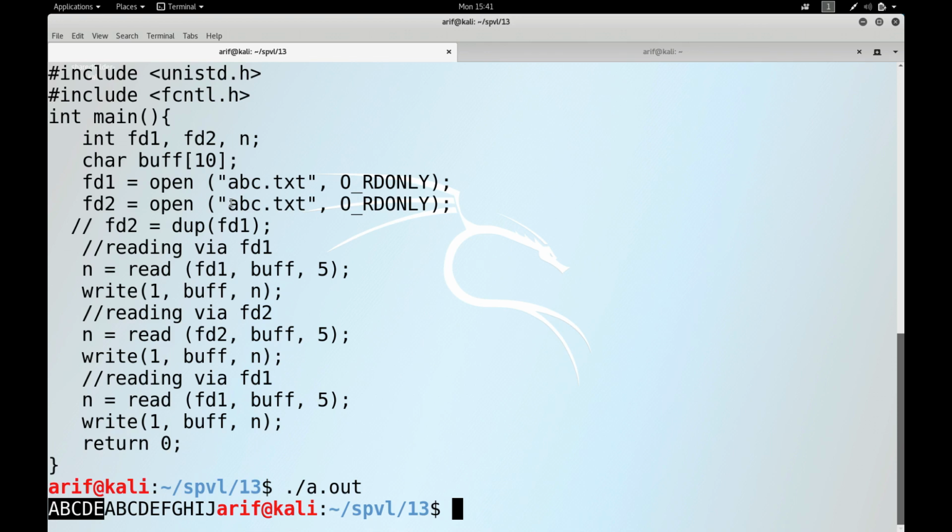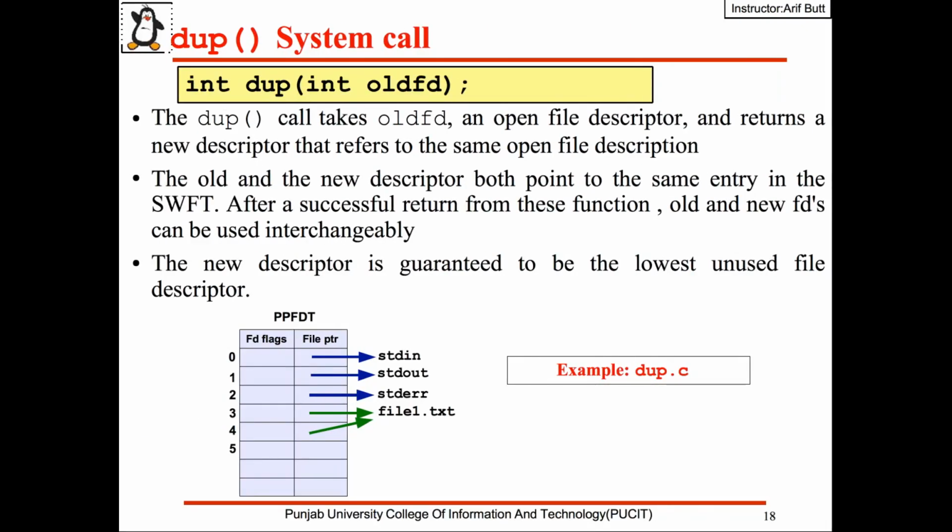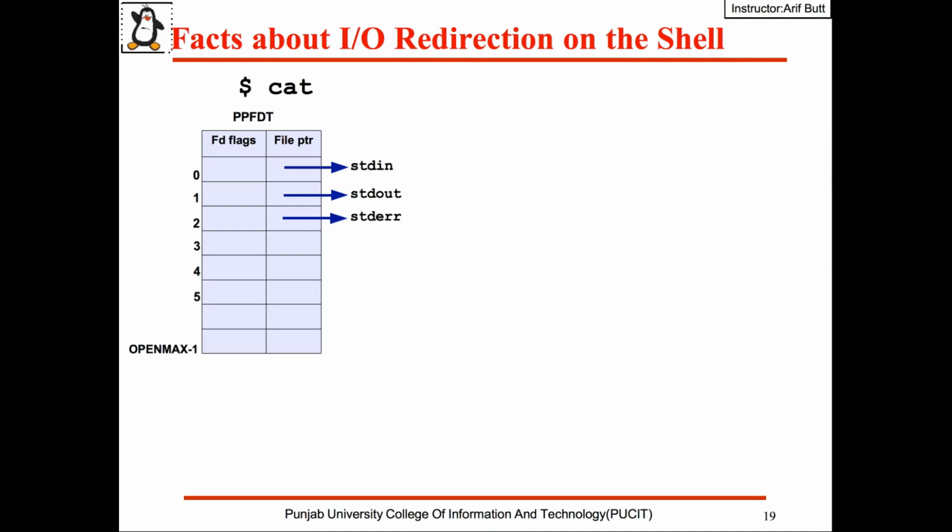Okay, let us move back to the slides again. Now that we have a fair idea as to how the dup system call works, let us have a quick recap about the concept of IO redirection as well. Well, if I run the cat command, which I have shown over here, without any argument on the shell, its PPFDT will look something like this. It will read its input from the keyboard and send its output to the display device, and this process will continue until the user presses the end of file character.